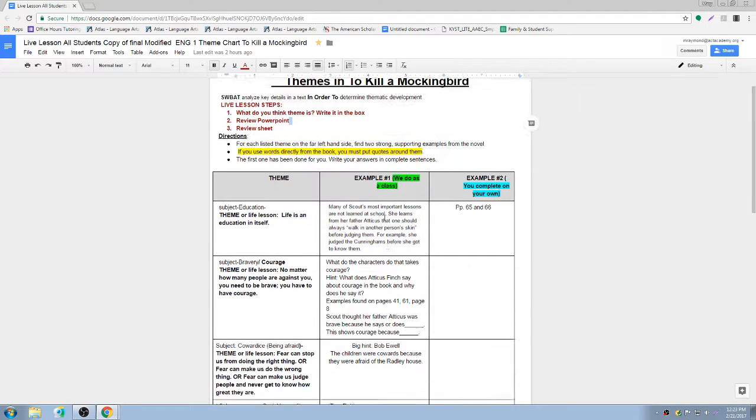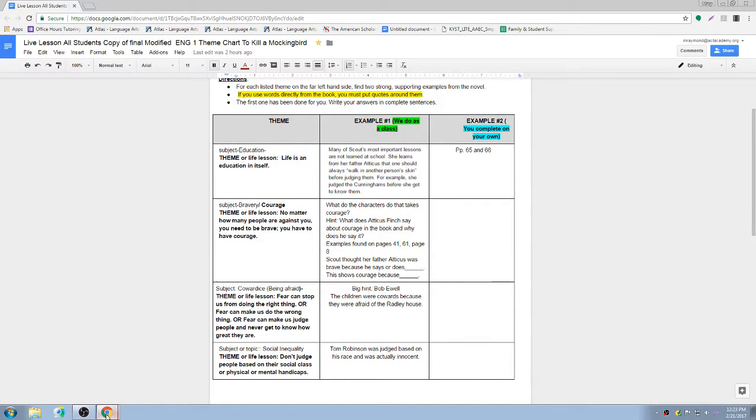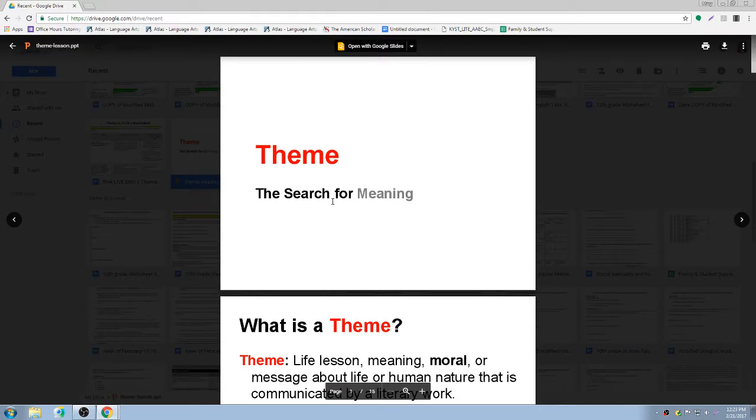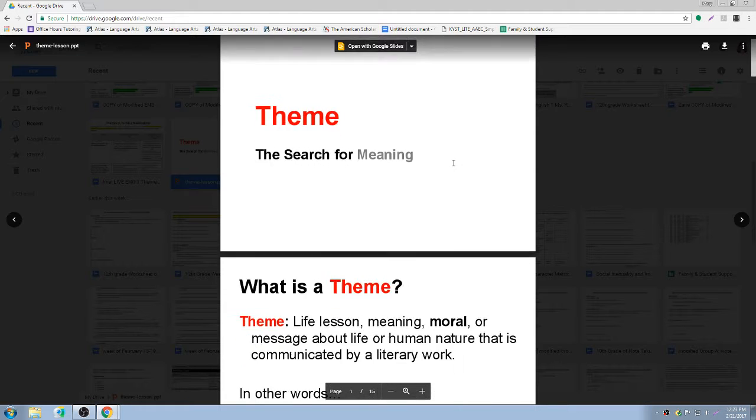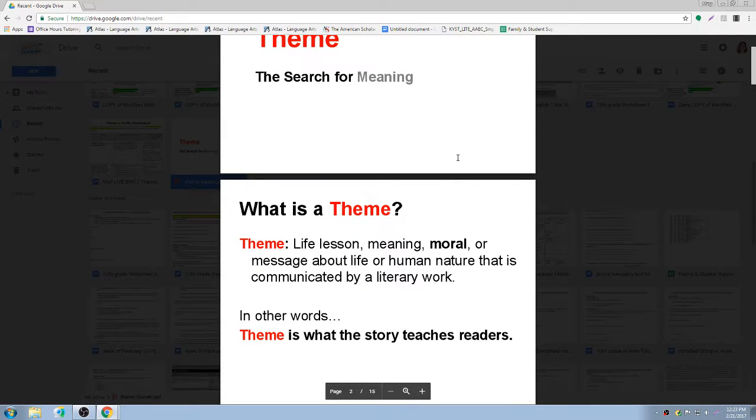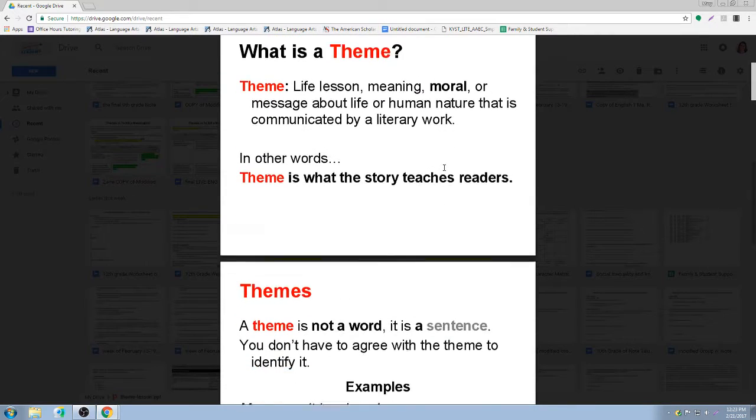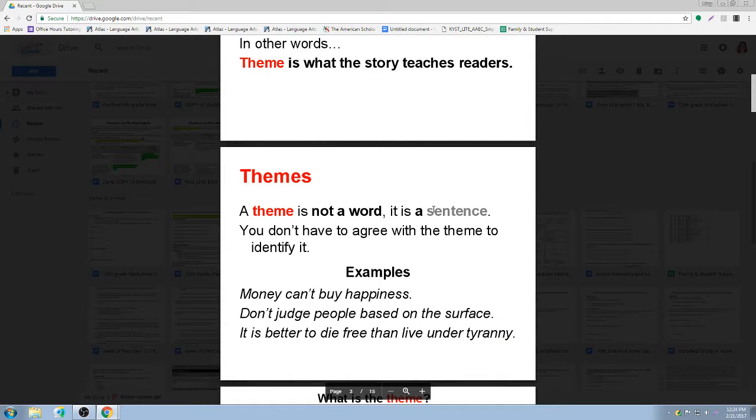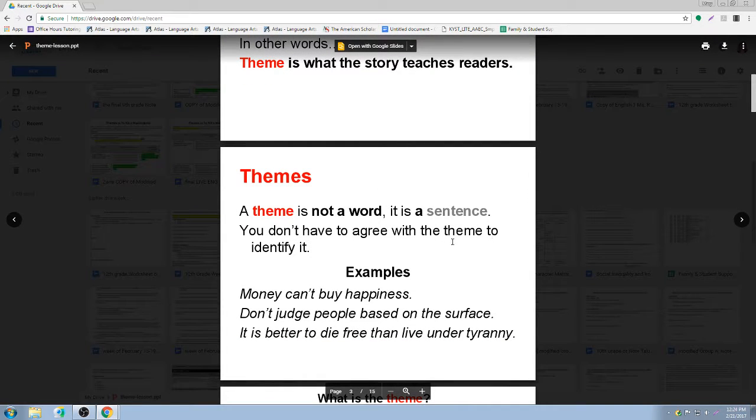Okay, so let's see. Now we have theme. Theme is basically the life lesson, meaning, moral, or message about life or human nature that is communicated by a literary work. In other words, it's what the story teaches readers. It's basically a life lesson. So what is the life lesson you are learning when you read a story? A theme is not a word, it's a sentence. You don't have to agree with a theme to identify it.